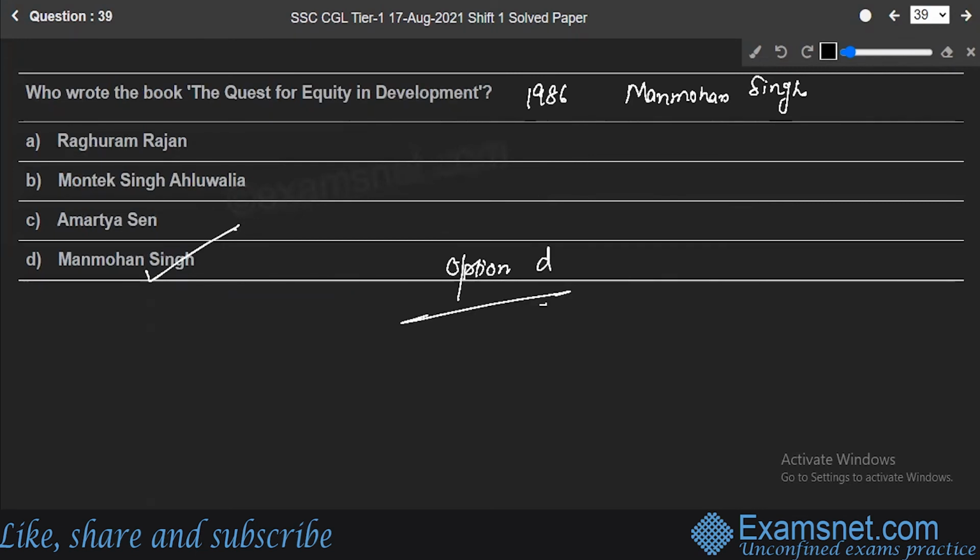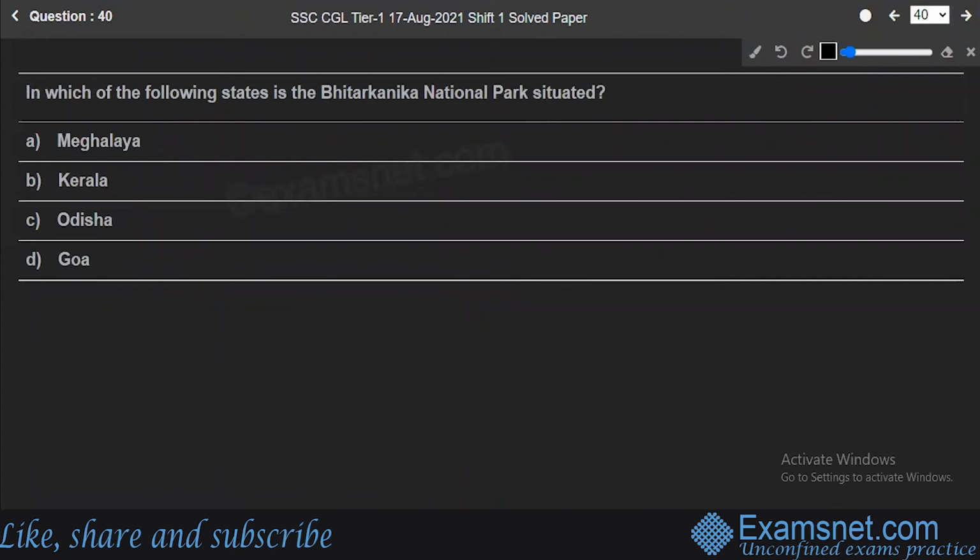Hope you are clear. Then let's move to the next question. Question number 40. In which of the following states is Bhitarkanika National Park situated? Is it Meghalaya, Kerala, Odisha, or Goa? The correct answer to this question is C.